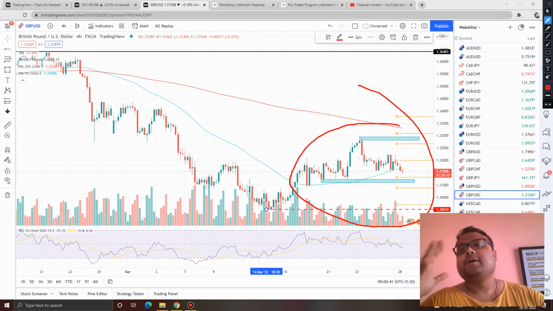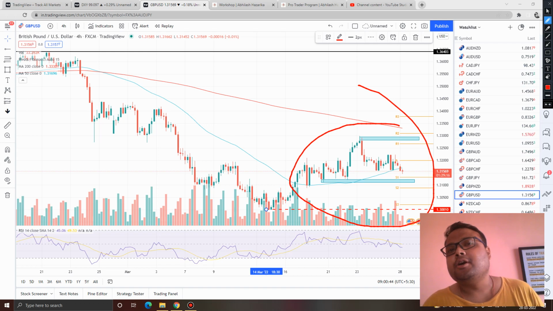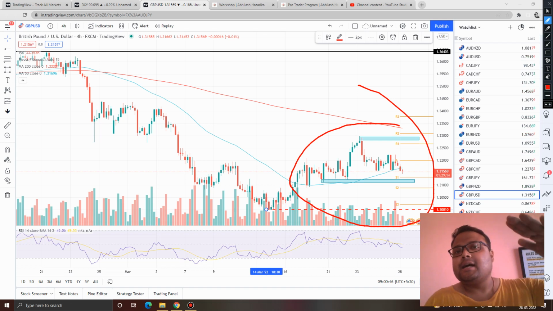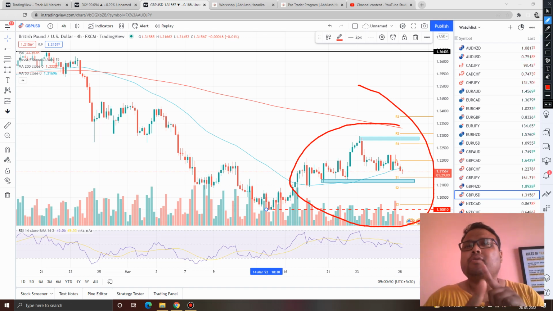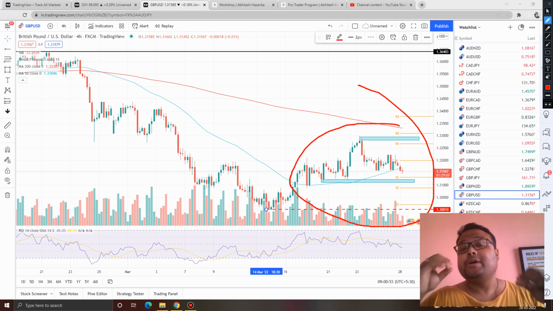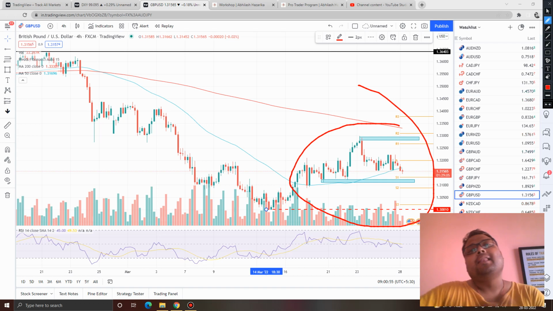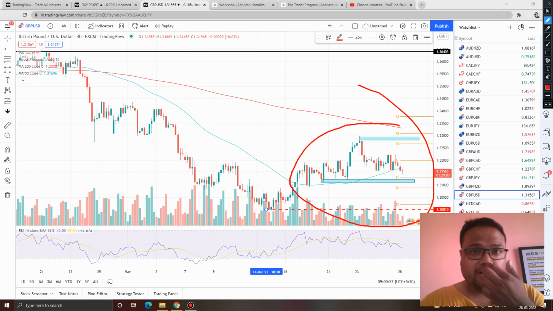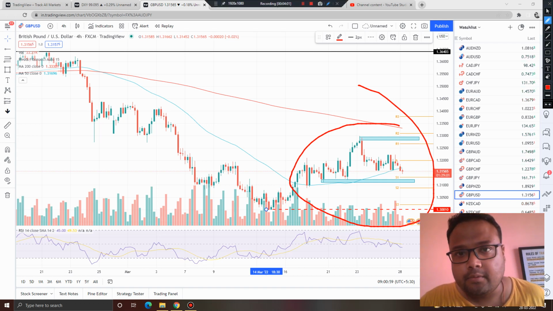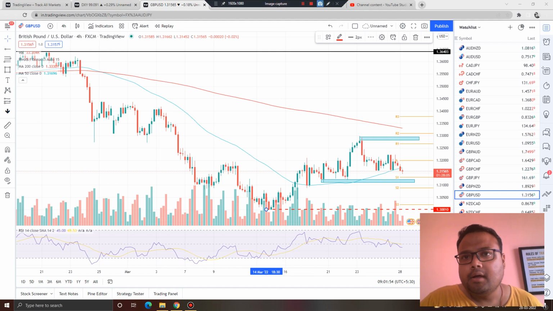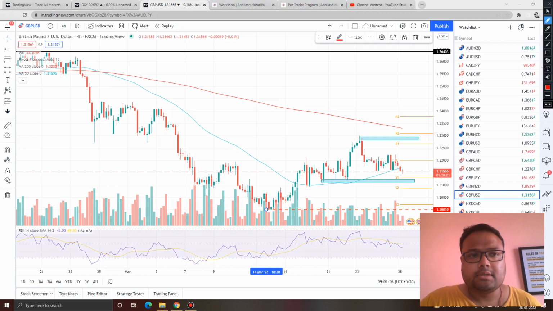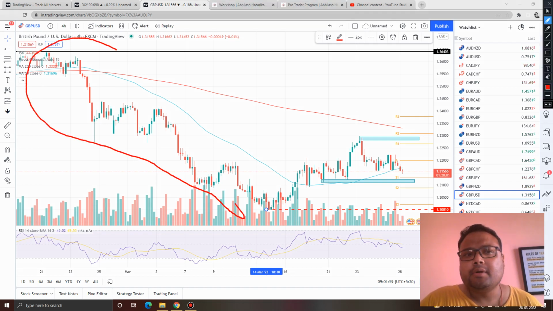So as a result, there is still a battle going on between buyers and sellers. Sellers are dominating this market, buyers are trying their best to take the market up, but overall there is confusion. So as a result, I have been telling for the last couple of days that it is better to avoid GBP USD as of now. If we observe the chart carefully, I believe that there is a high chance of the market breaking the support and going down because things look very much towards the downside only.